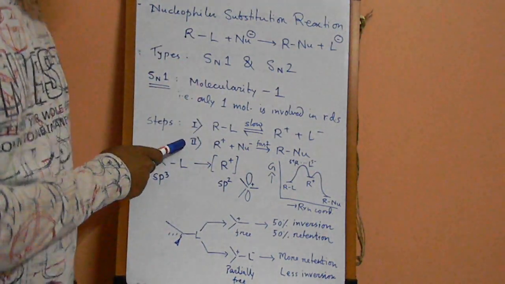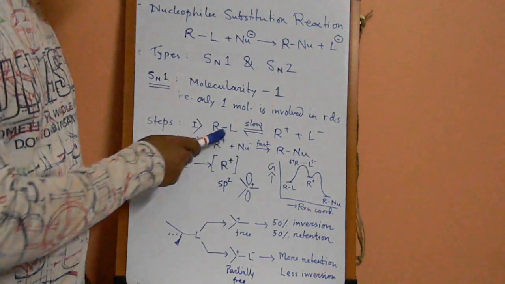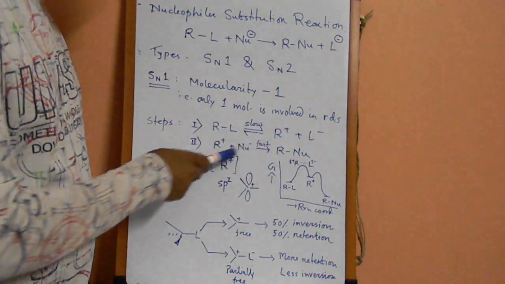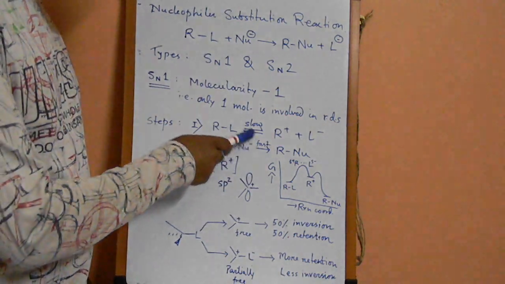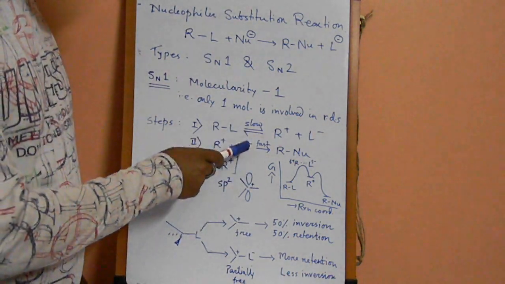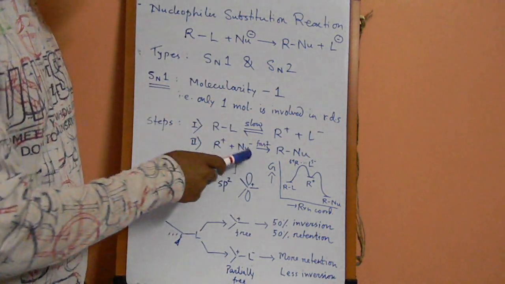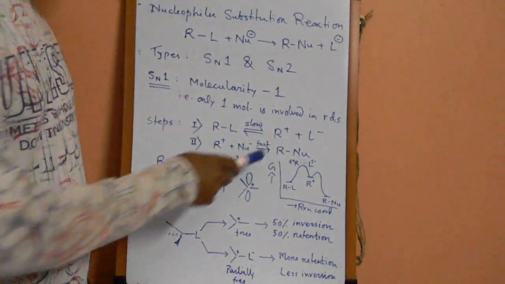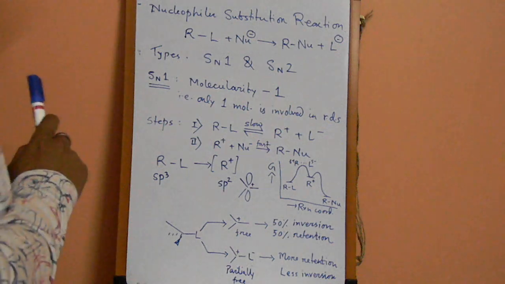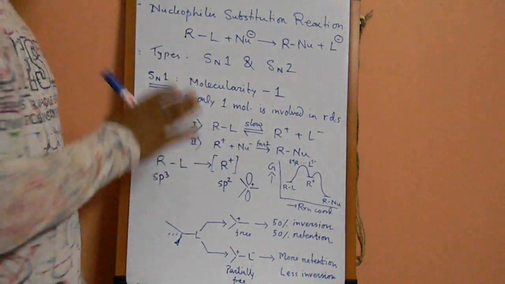In the second step, this R plus, which is produced in the first step, reacts with the nucleophile. The nucleophile reacts with R plus to produce R-Nu. So this is the product which we have got here. Now, what are the characteristics? So these are the steps.